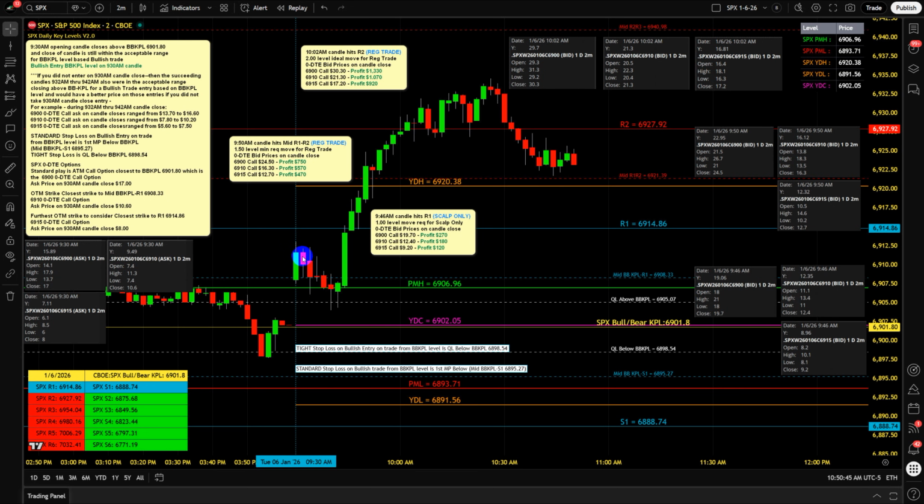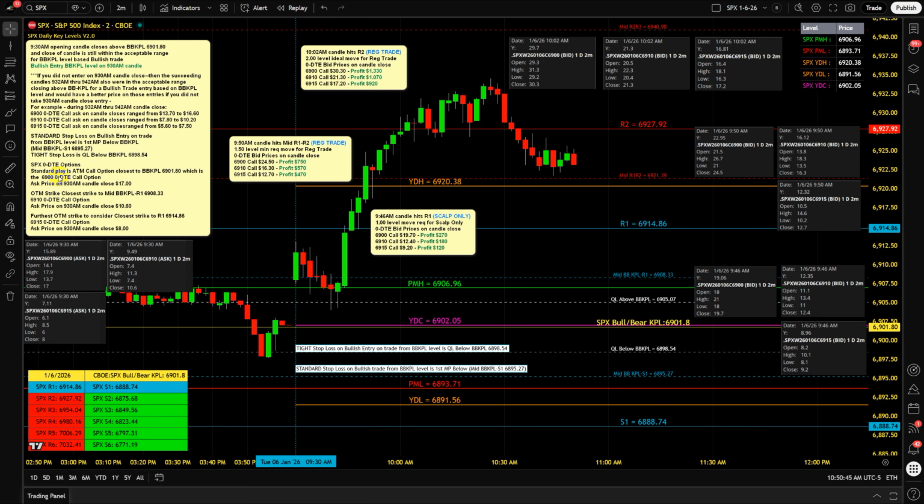If you got in on any of these other candles, you're doing the same thing. You're waiting for the close of one of these candles to make sure that it is indeed going to close above the bull bear key price level and that it is within the acceptable range as well.